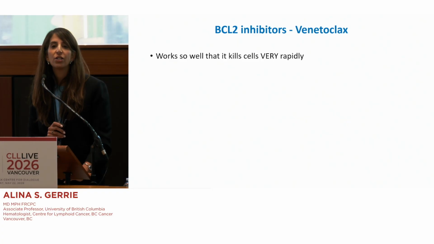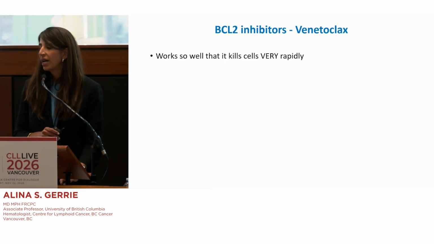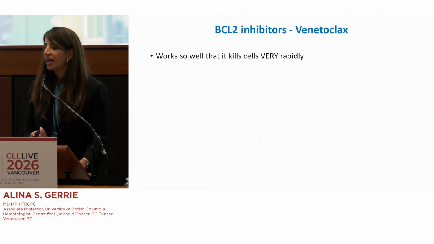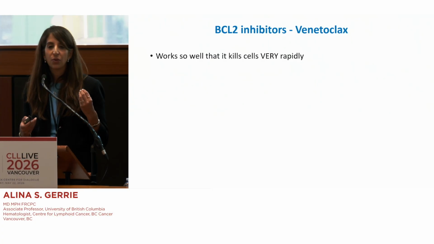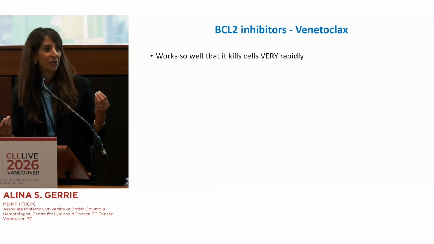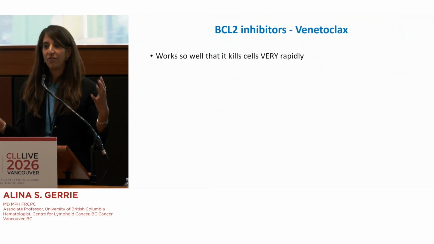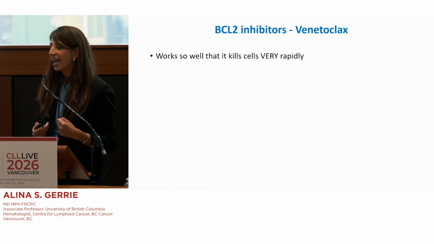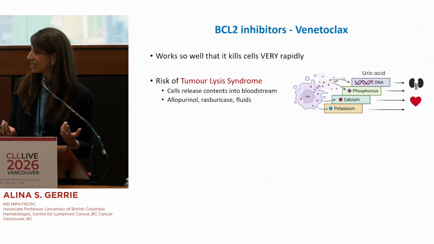So then moving on to BCL2 inhibitors. And the main one here is venetoclax. And venetoclax works so well that it kills cells very rapidly. So you can think venetoclax, very rapid cell killing. And that's a good thing because it kills the CLL cells.